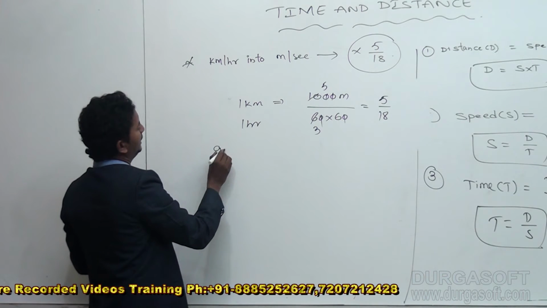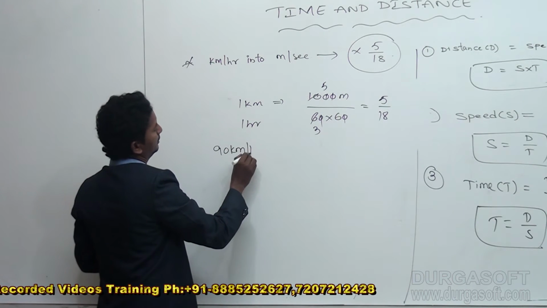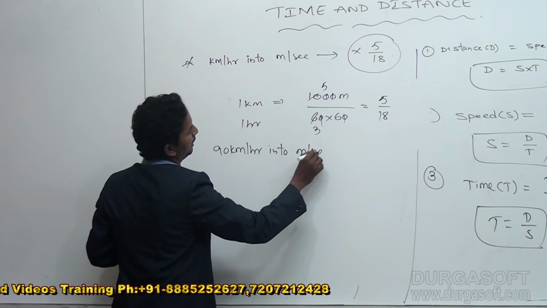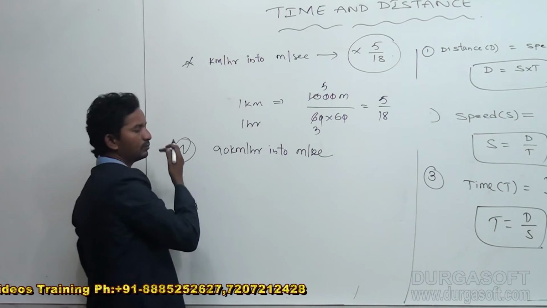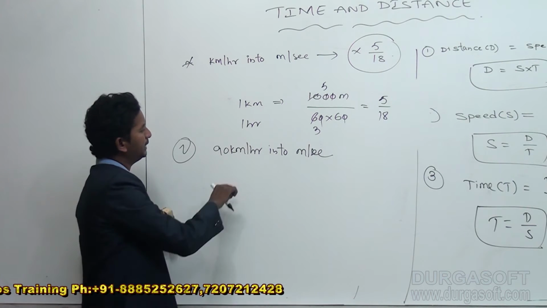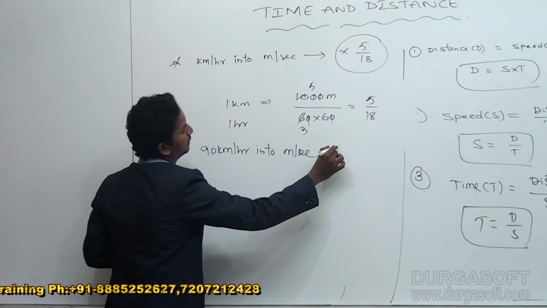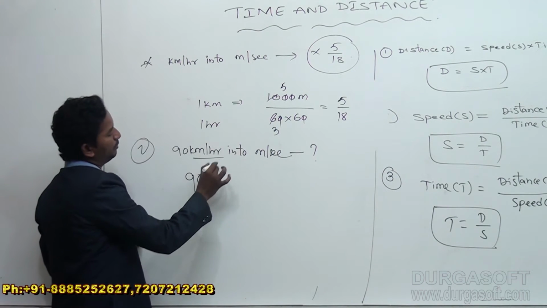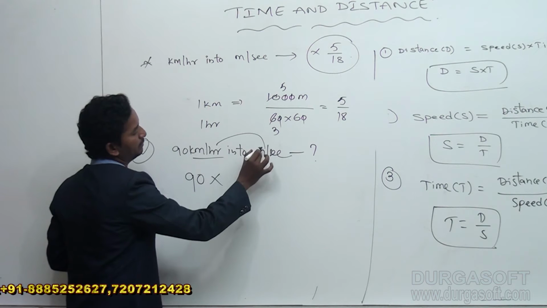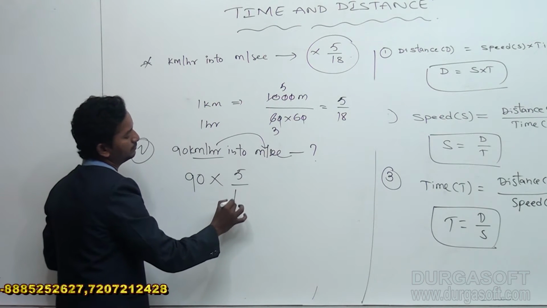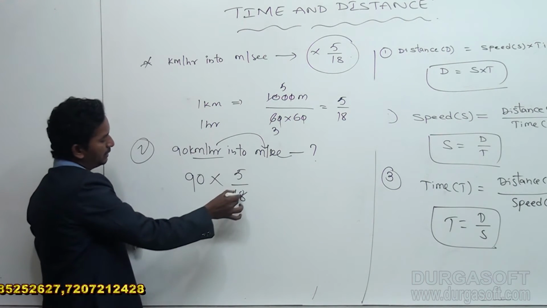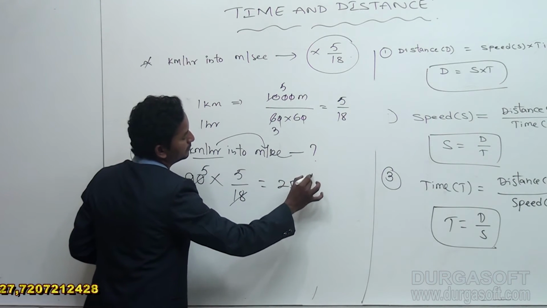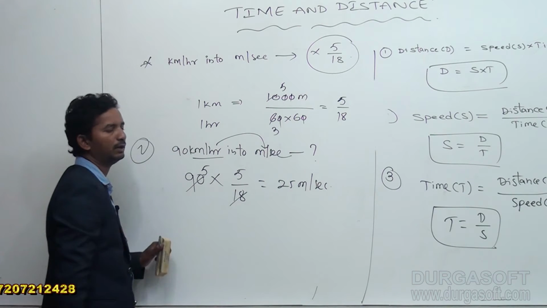Now see here, 90 kilometer per hour into meter per second. What is the value? Just multiply by 5 by 18. 18 ones are 18, 18 fives are 90. So it is 25 meter per second.